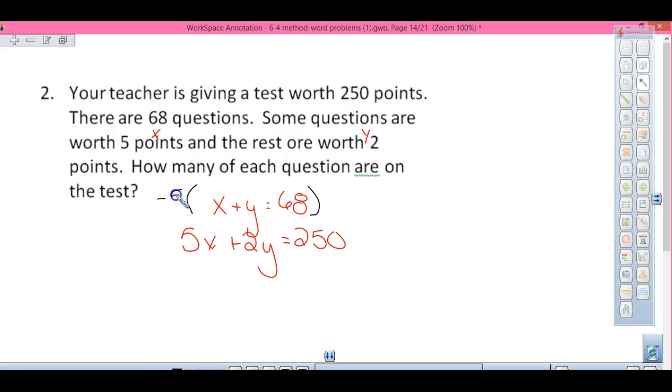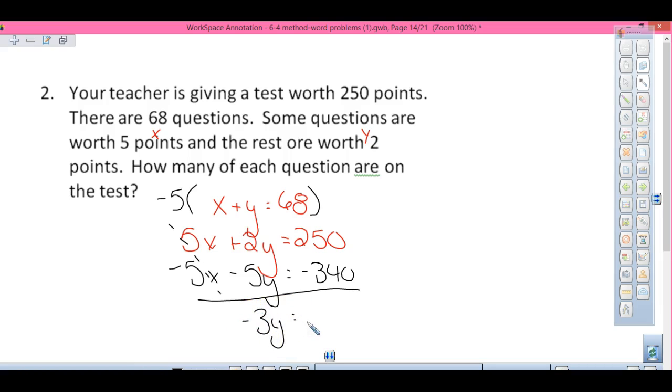Good. So negative 5x minus 5y equals negative, how much? Okay, so what do I have for y's? Negative 3y equals negative 90. So y equals positive 30, because a negative divided by a negative is a positive, and you can't have negative questions on the test. So if you would have gotten a negative, would that have made sense? No, so think about that when you're getting your answers.